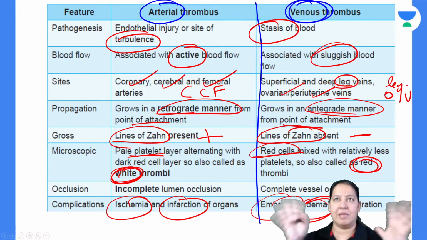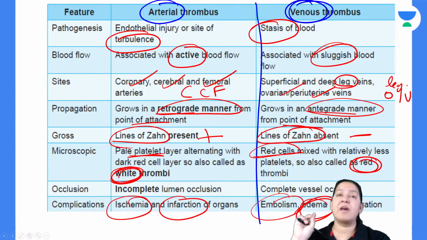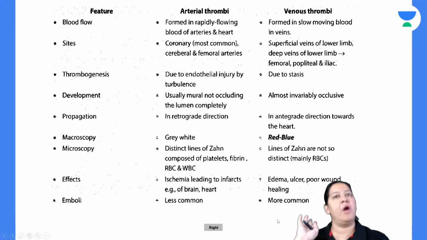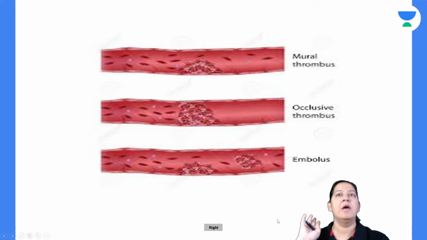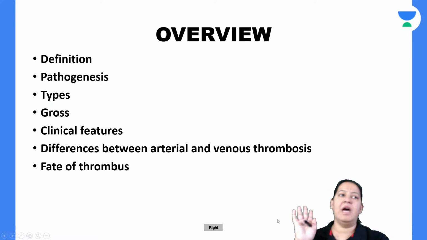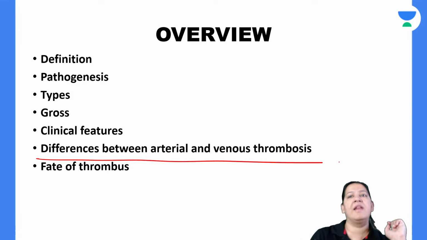Everyone gave me a thumbs up. Have you got it? These differences are ultra important for your MCQs. You have to learn these differences. There is no escape. So we are done with the differences between arterial and venous thrombus.